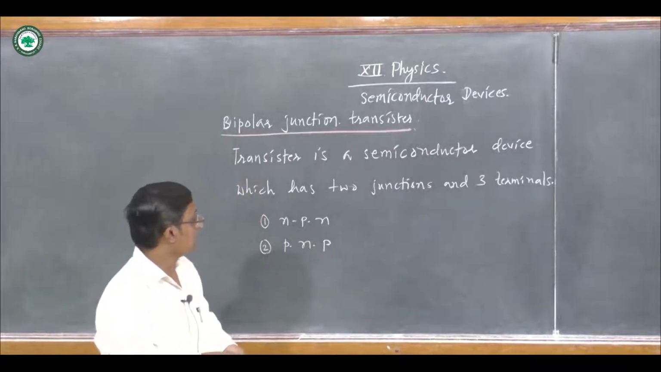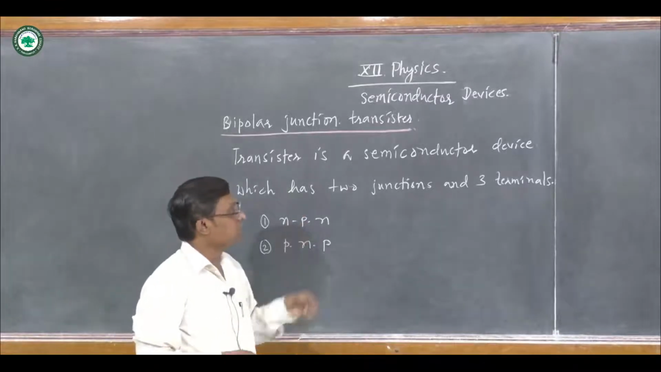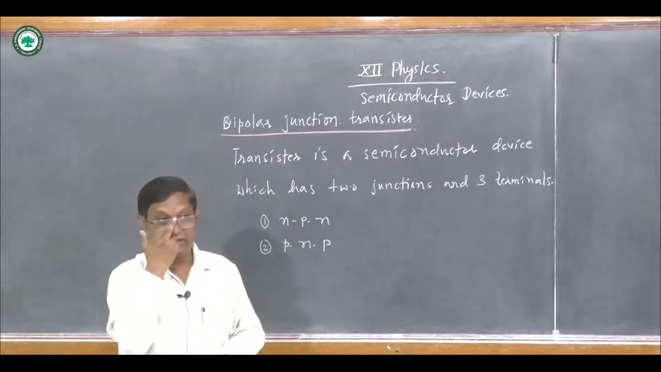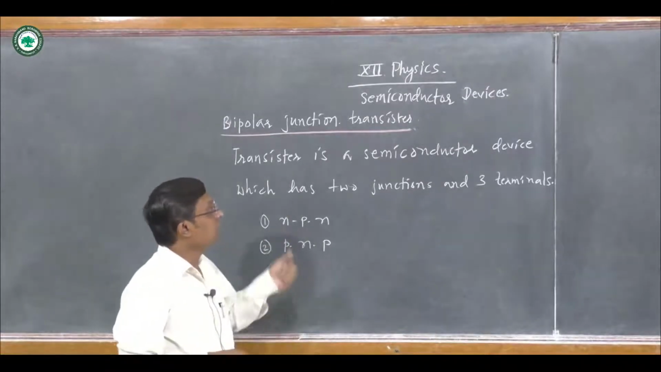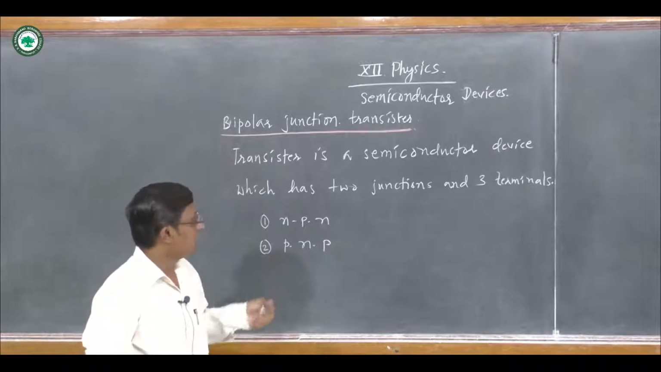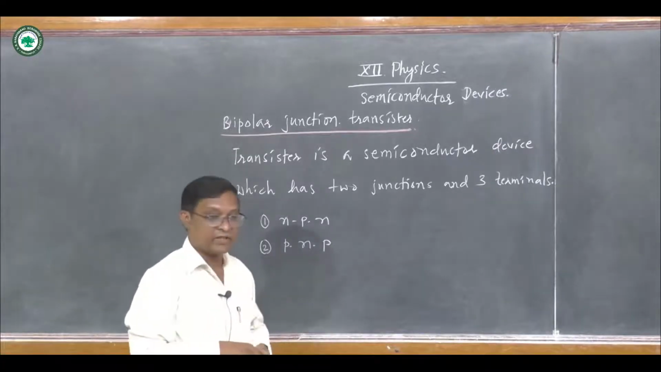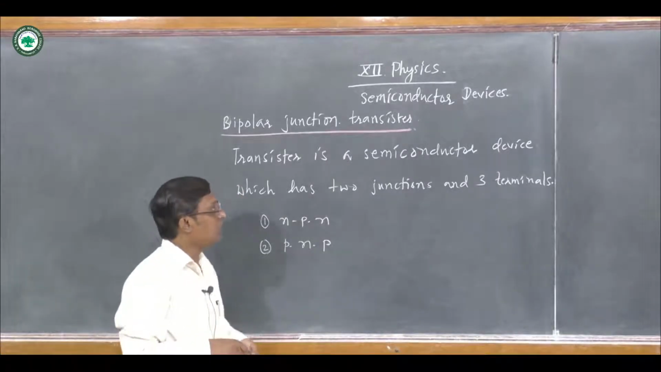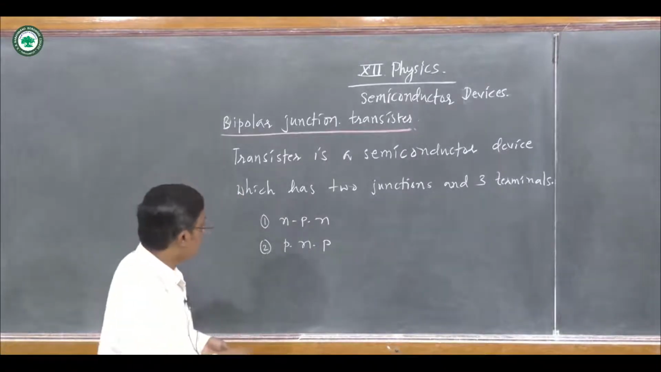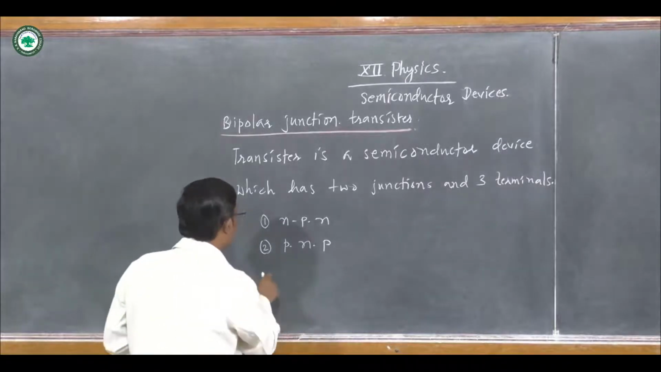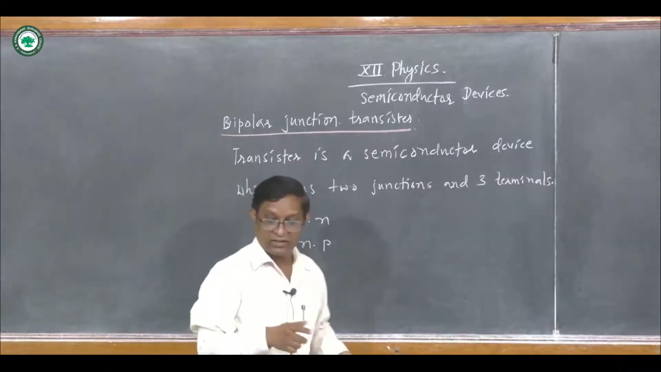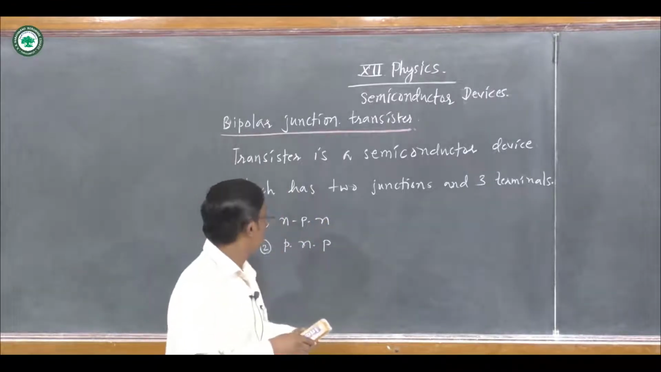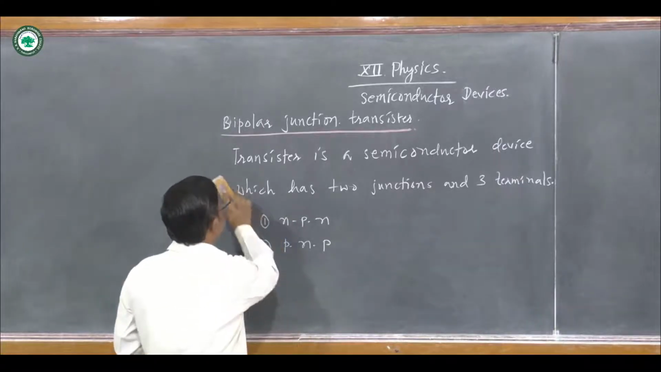What is the construction of this transistor? There are two junctions. Two diodes are used to construct a transistor, which forms the two junctions in it, and it has three terminals. The three terminals of this transistor are known as the emitter, base and collector. Let us see the symbol of these two transistors.